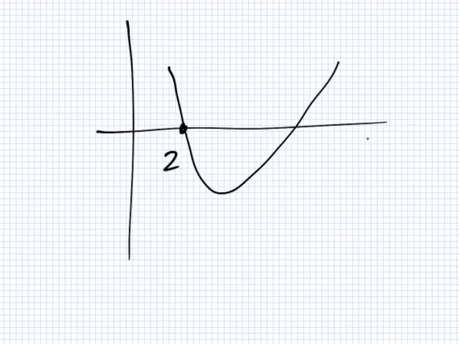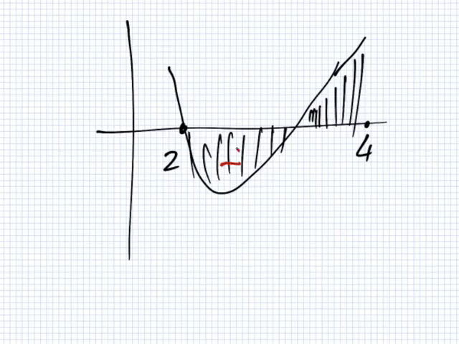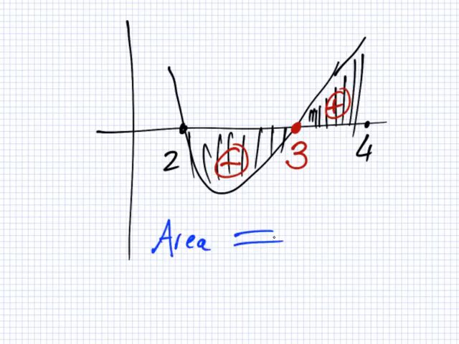So for example, if you have something like this, let's say this is 2 and this is 4, and I want this area. This is negative and this is positive. And the problem is we can't mix this. We can't mix it like this. This point here is 3. So please note the area is not 2 to 4.